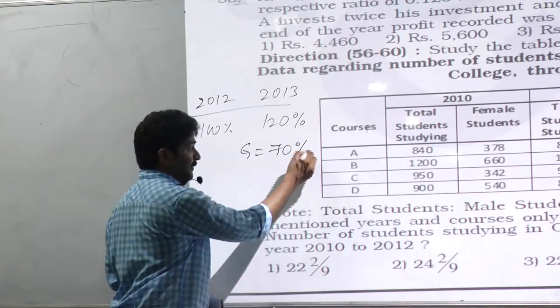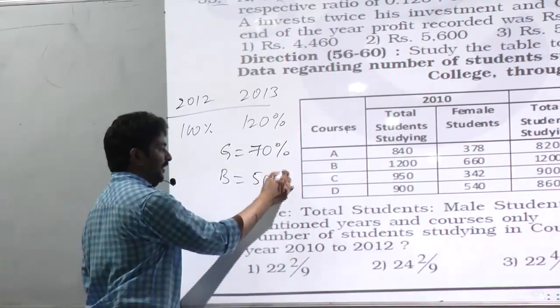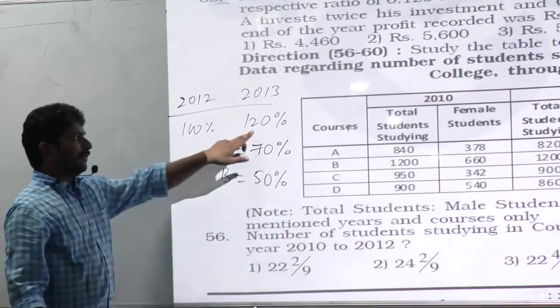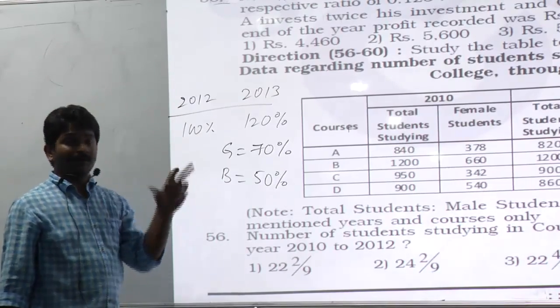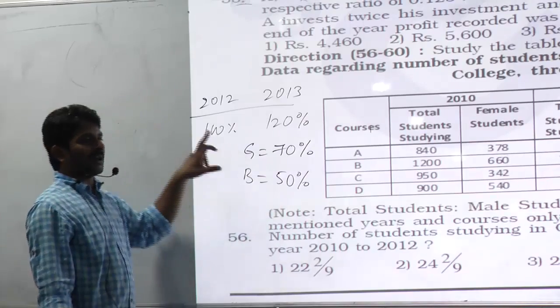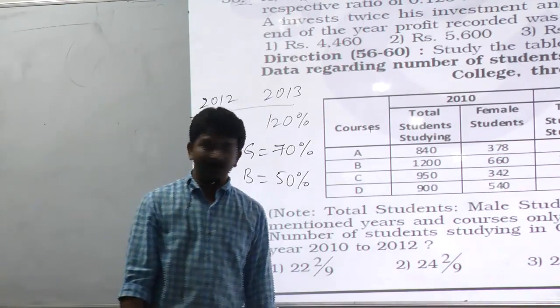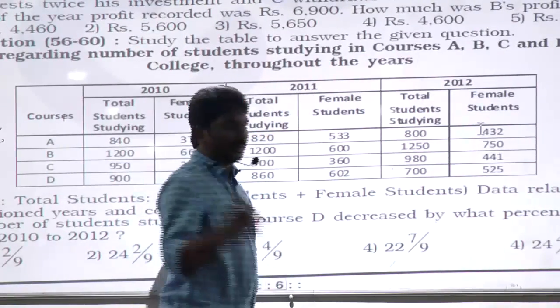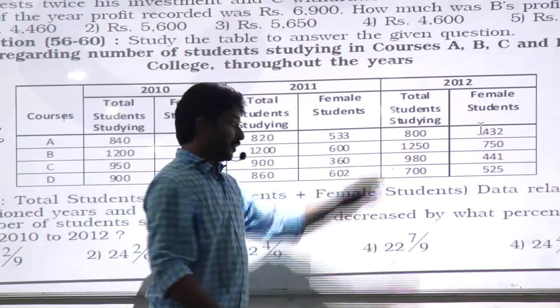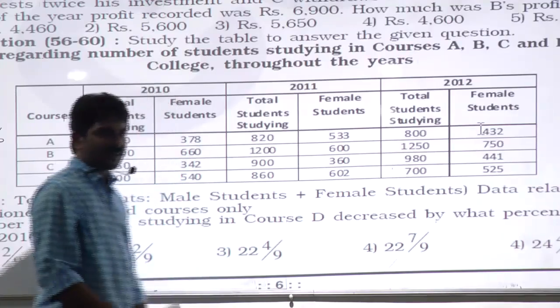If girls are 70%, the remaining are boys only, right? What is boys? 50%, right? 120% is calculated on what number? 2012. So 70% and 50% are also to be calculated on 2012. This is for all the courses together. 2012, all the courses, and we need boys. Boys are 50%. Rather than adding the total and then taking 50%, we add 50% on every number. Yes or no? Let's calculate 50% on every number.